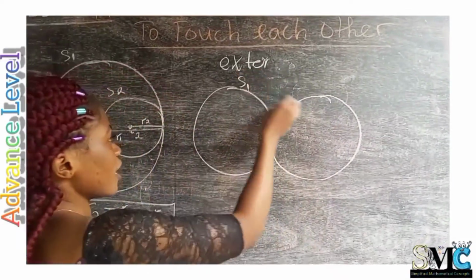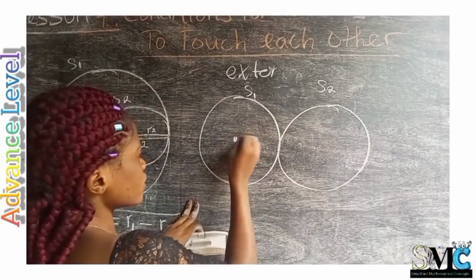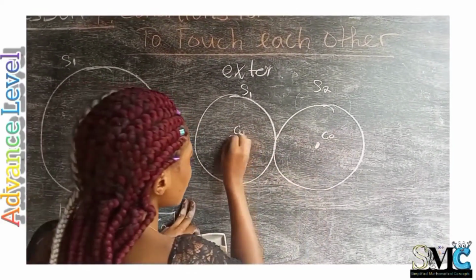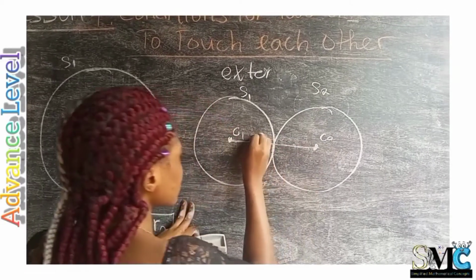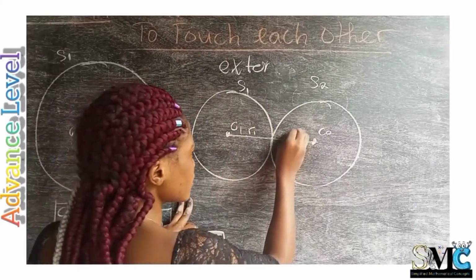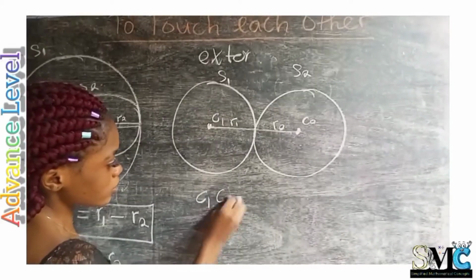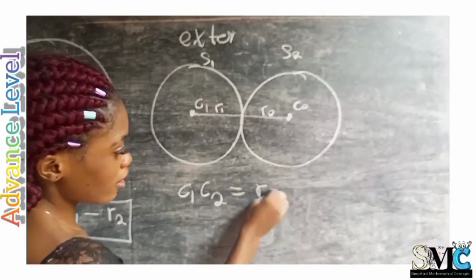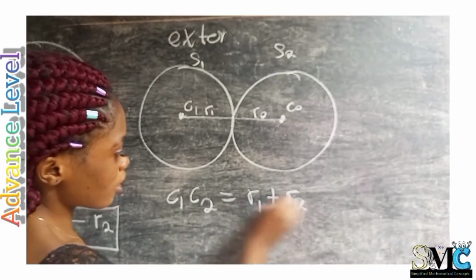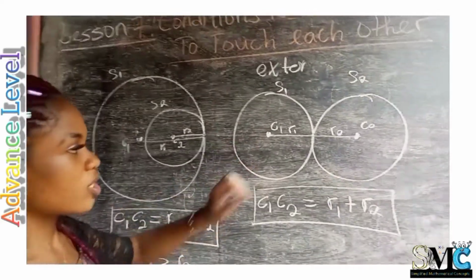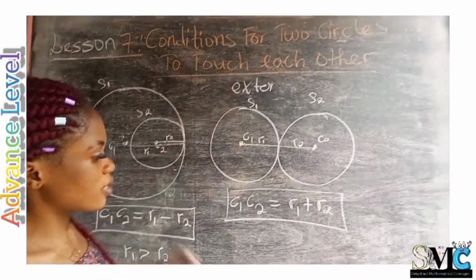So this is S1, S2 with center C1 and C2. So we have the distance. This is R1 and this is R2. With this, you can see that the distance from C1 to C2 is simply R1 plus R2. So here is the condition for two circles to touch each other externally.